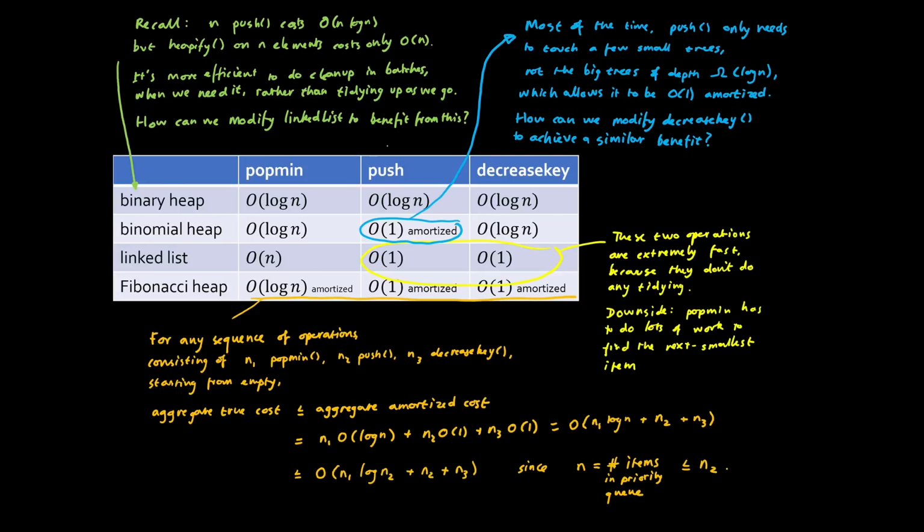So this is the motivation for the Fibonacci heap. Let's now go ahead and look at how it's implemented. In a way, it's a blend of the binomial heap and the linked list. This is what a Fibonacci heap looks like. It consists of a list, and each list item is a tree.